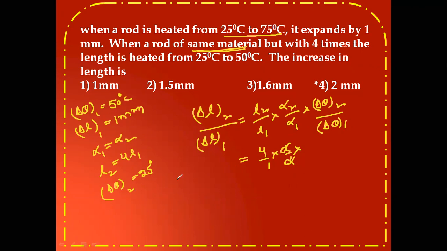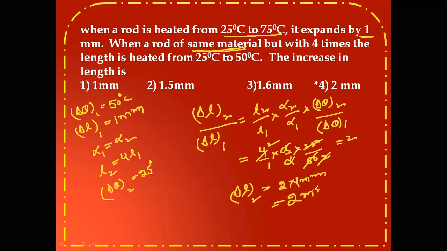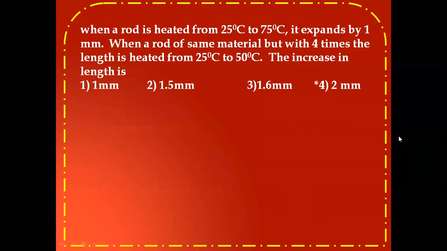Delta theta of 2 is 25, and delta theta of 1 is 50. So this will be cancelled 2 times and this will be cancelled 2 times, so you will get 2. So delta L of 2 is equal to 2 multiplied with delta L of 1. Delta L of 1 is 1 mm, so the answer will be 2 mm. Simple question.